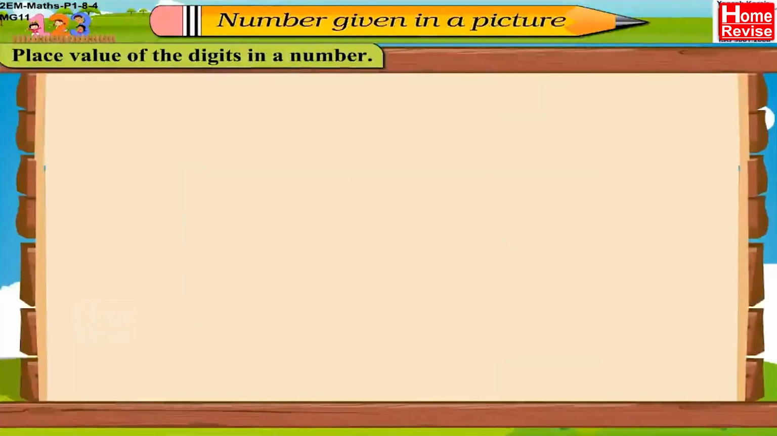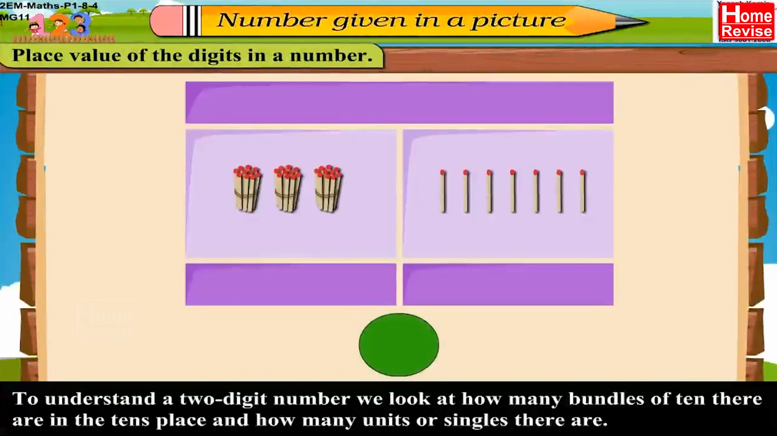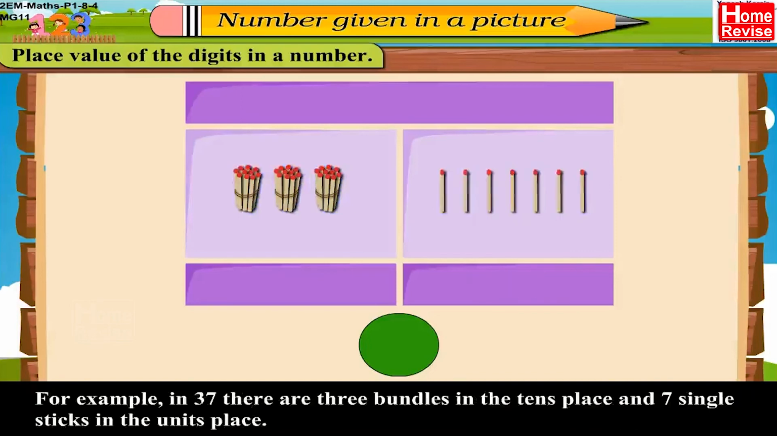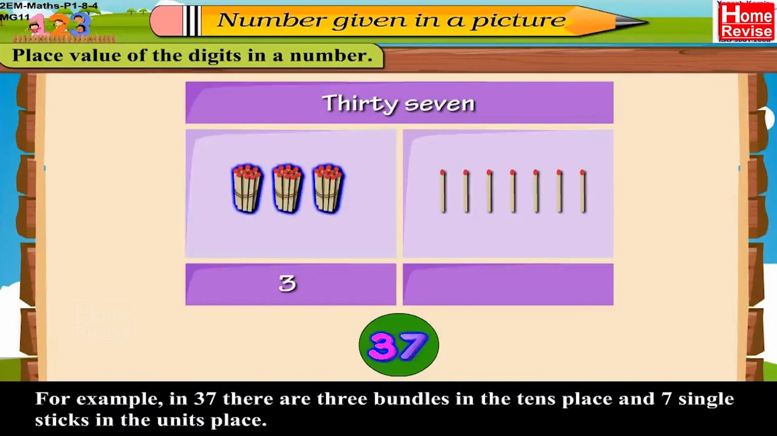Place value of the digits in a number. To understand a 2-digit number, we look at how many bundles of 10 there are in the tens place and how many units or singles there are. For example, in 37, there are 3 bundles in the tens place and 7 single sticks in the units place.